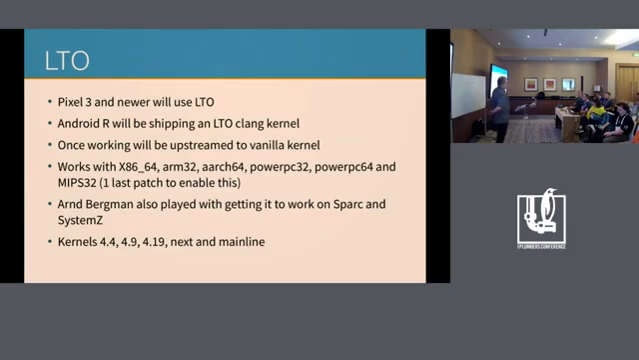For instance, apparently someone also messed around a bit with getting it working on SPARC and System Z. Not really sure how far they got on that, but apparently some work has been done there as well. As far as LTO support, apparently they are going to support versions 4.4, 4.9, 4.19, and the standardized kernels that Android currently mandates.